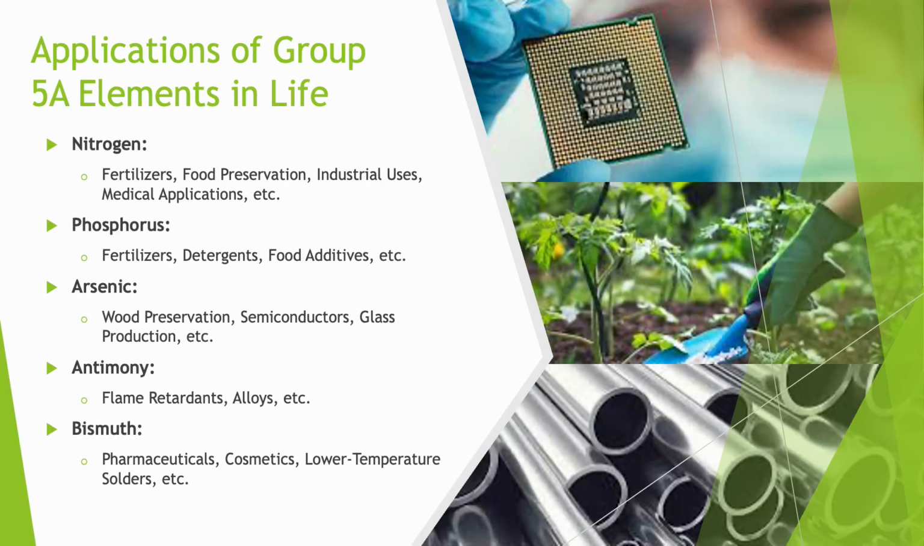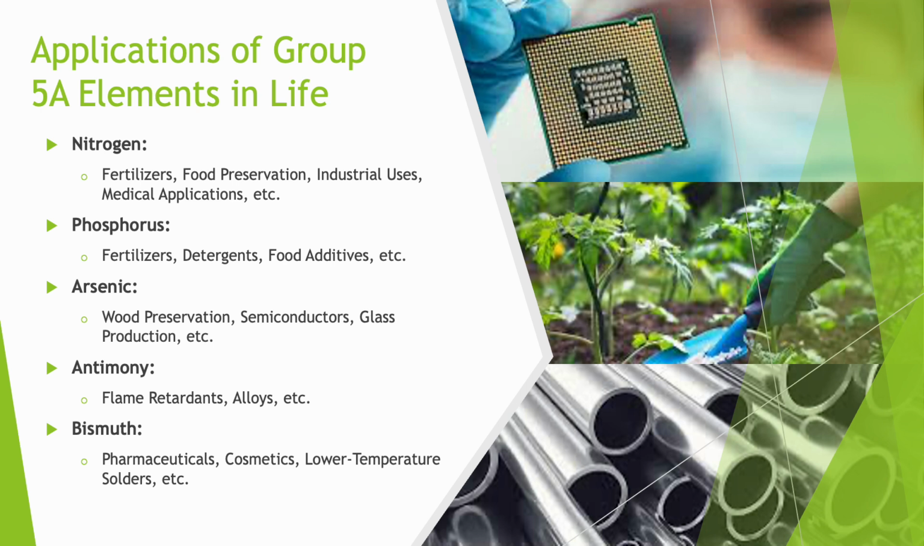The applications of group 5A elements in life. As you can see, these elements exist all around us. For nitrogen specifically, it can be found in fertilizers to enhance crop growth, food preservation to extend shelf life in packaging, industrial uses such as explosives and carcinogens, and medical applications such as cryotherapy and anesthesia. For phosphorus, it can also be found in fertilizers to promote root development, detergents to soften water for better cleaning, and food additives as preservatives and flavor enhancers.